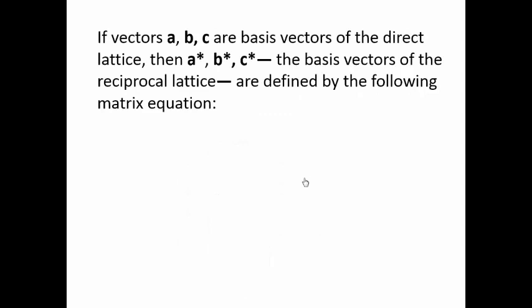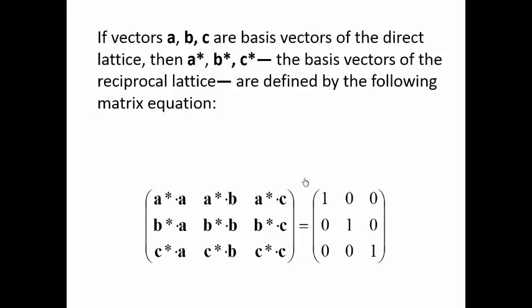through the looking glass. If a, b, and c are basis vectors, then let us define a star, b star, and c star, which are the basis vectors of the reciprocal lattice, and they are defined by the following matrix equation. So you can see we have a·a star, b·a star, c·a star, and all of these are going to be equal to the identity matrix.